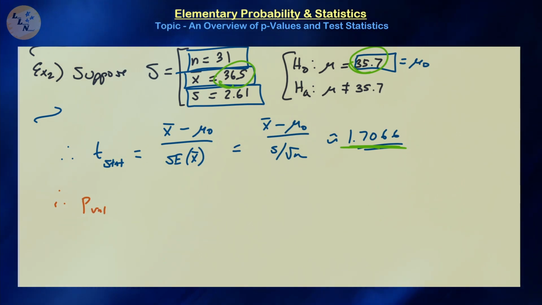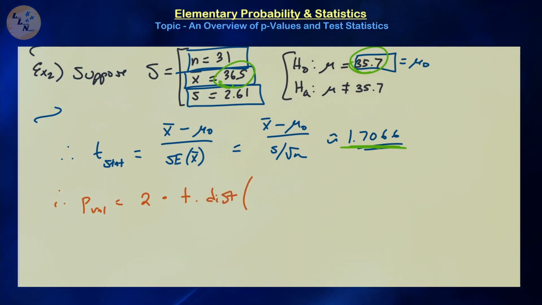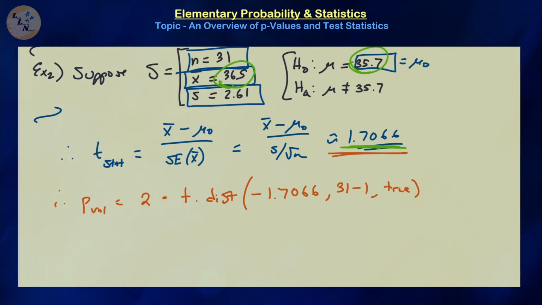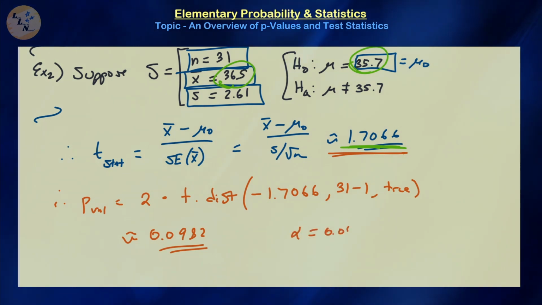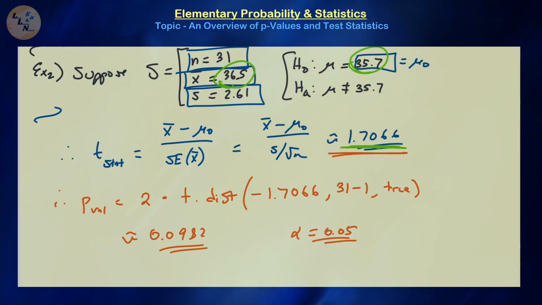So the p-value for the t-world in a two-tailed alternative is going to be equal to 2 times t.dist of the negative version, or the left-tailed version of our test statistic, so negative 1.7066, comma, our degrees of freedom, which is going to be our sample size minus 1, comma, true, and you can find that that's approximately equal to 0.0982. So let's assume that we're working with an alpha value of, again, 0.05, but you could, of course, be working with a higher or lower value of this.